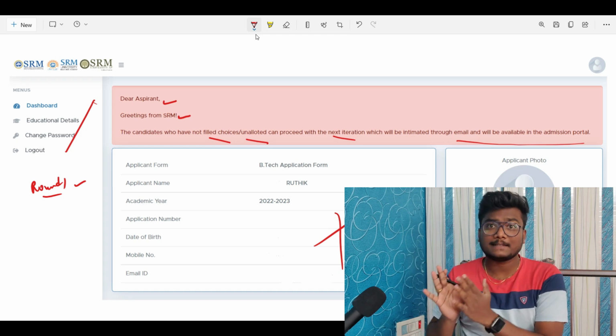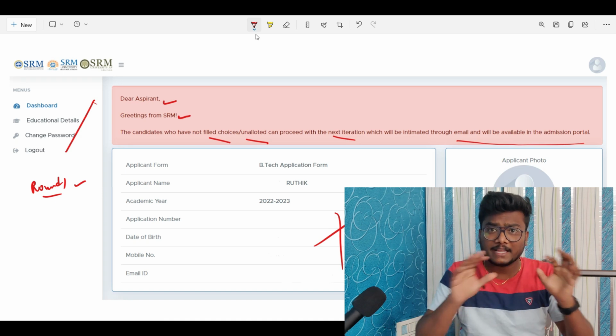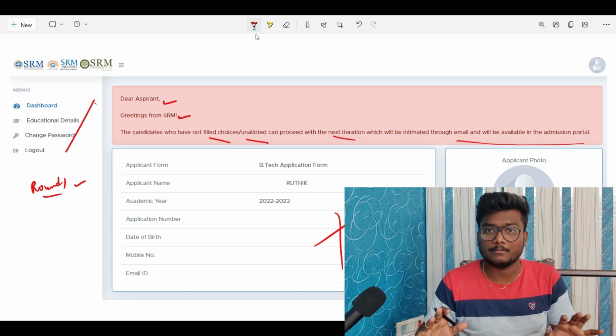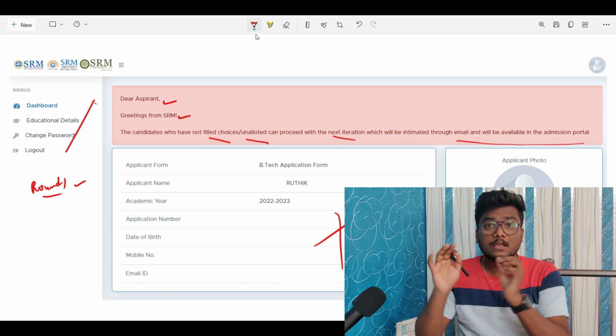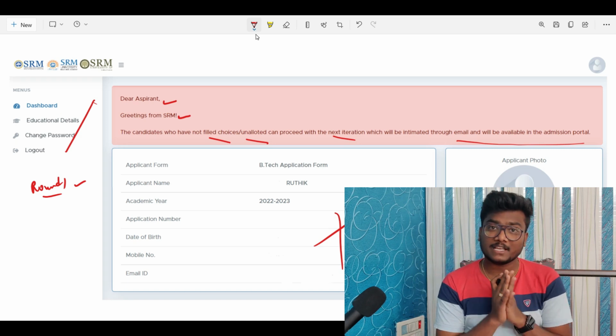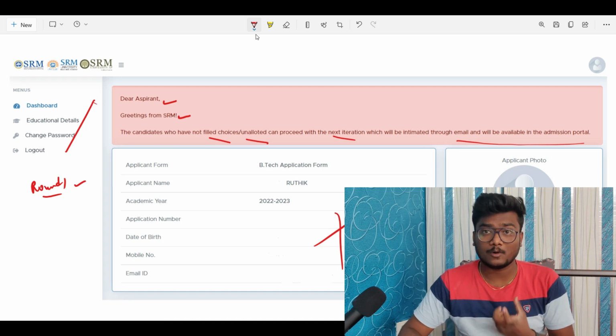So this particular second round will only be for those who missed choice filling, those who didn't even fill any choice, and those who didn't get any allotment. Only these two categories of students will have a chance at the second round of SRMJEE phase 1 counseling. So I hope I have given you clarity about the second round of counseling.